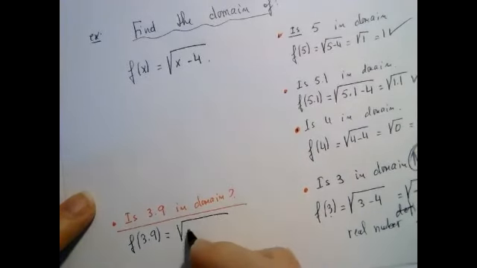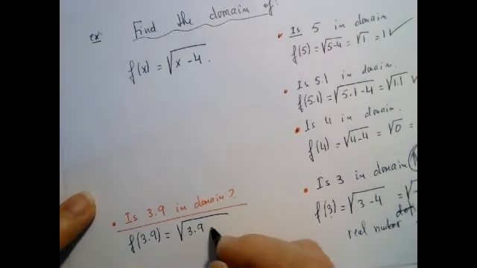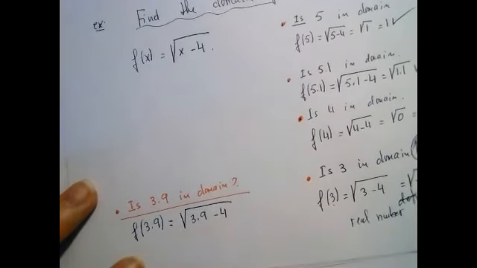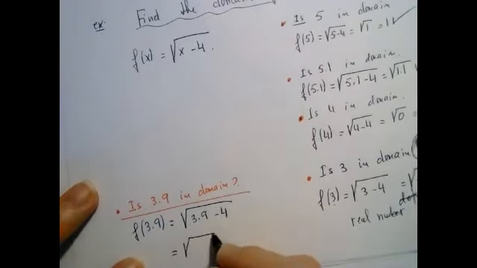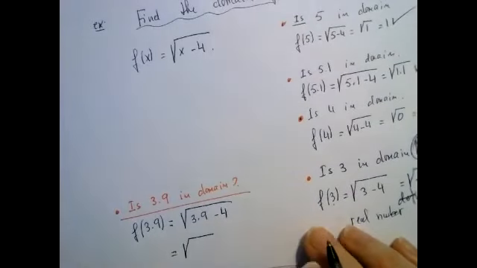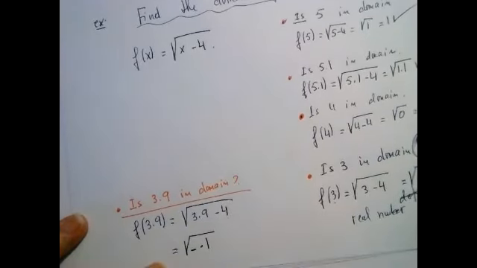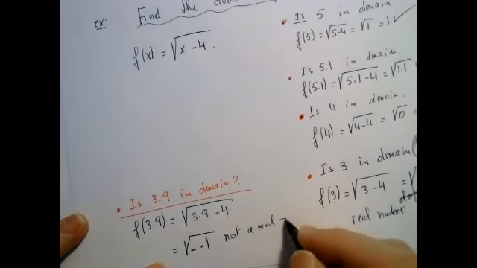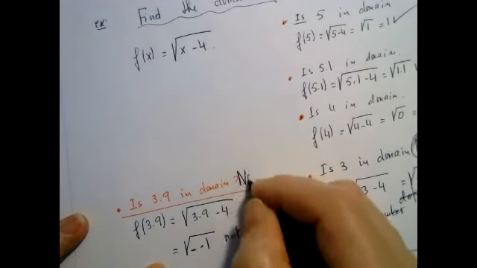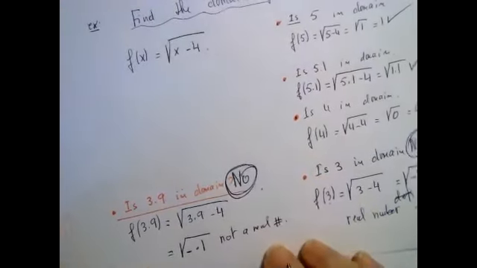3.9 minus 4, which is how much? Is this a positive number or a negative number? Negative, because 3.9 is less than 4. So this is minus 0.1, so it's not defined, not a real number. So the answer is, again, no.